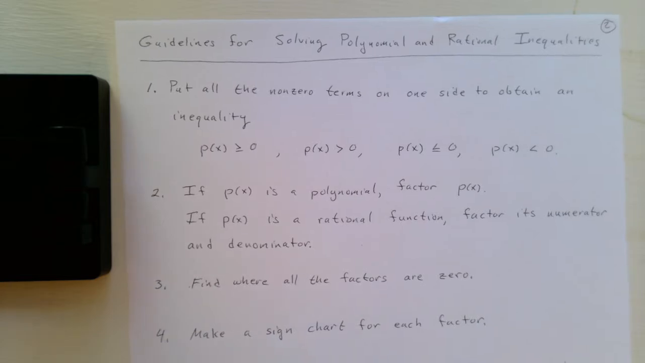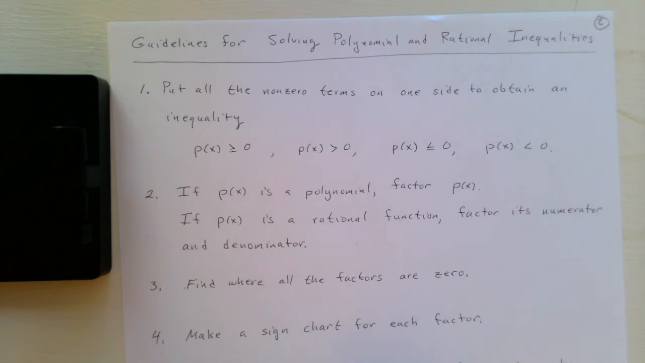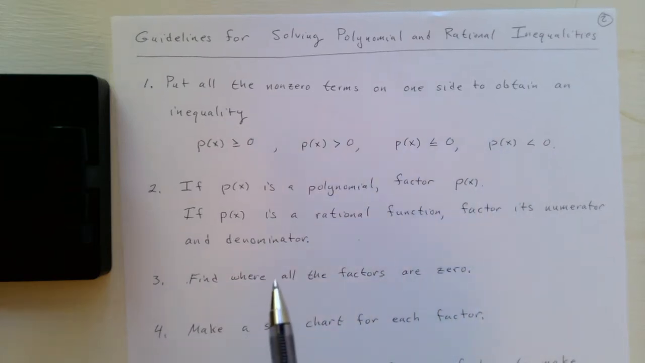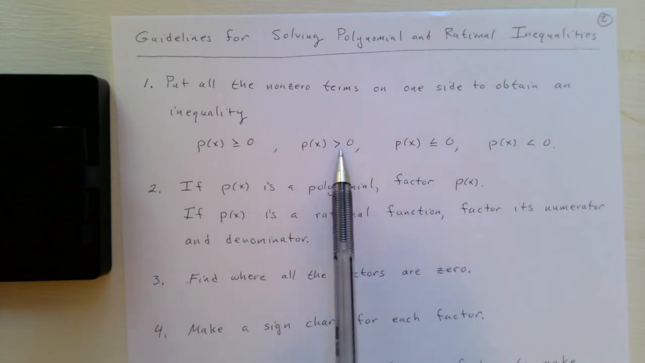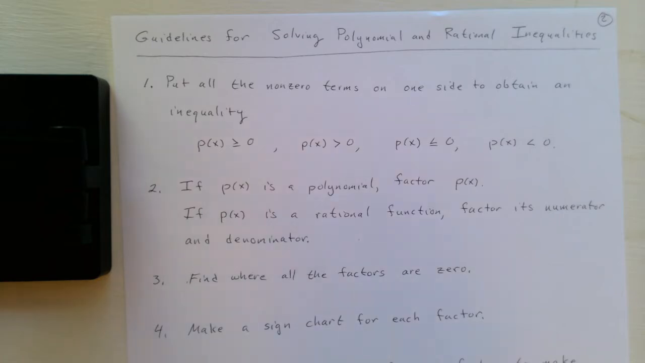First thing is, given an inequality, you want to put all the non-zero terms on one side. So you have an inequality like one of these four things, where some expression is either greater than or equal to 0, greater than 0, less than or equal to 0, or less than 0. It doesn't matter which one of these you use. You're just going to make a sign chart for p of x. So once you do that, you'll be able to read off the solution. The important thing is you have 0 on one side.